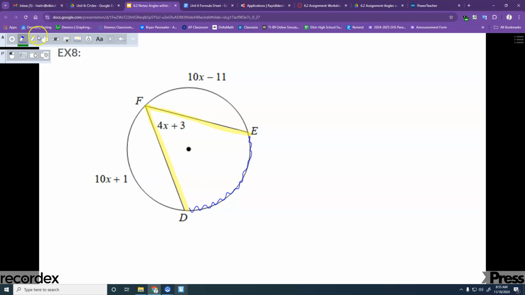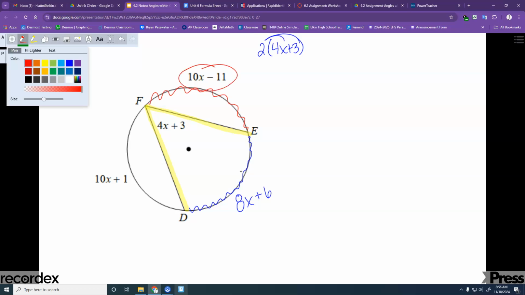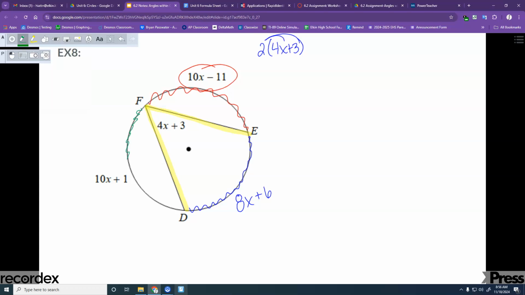What would I do to this angle to give me this arc out here? I would double it, right? Now, I don't have a number that I can double easily, but I could do 2 times 4x plus 3, right? And if I did that, I would distribute, and right here I would get 8x plus 6. So this angle that I have marked is 8x plus 6. This arc right here is 10x minus 11. And this arc right here is 10x plus 1.